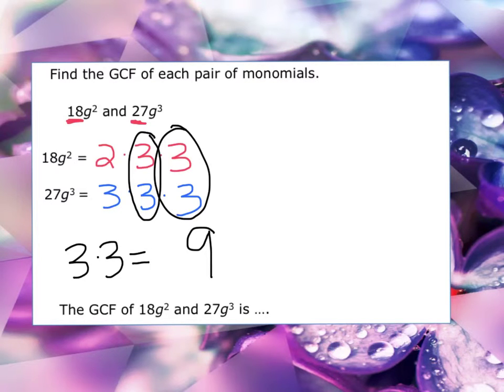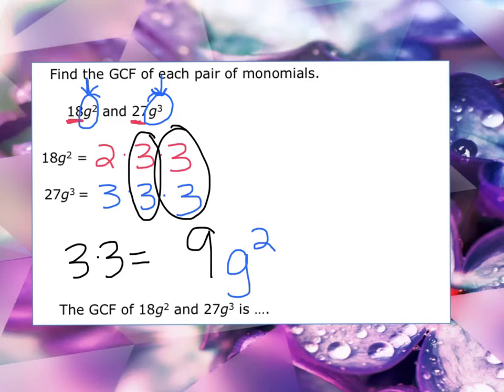Now that we looked at the coefficient, let's look at the variables. So here we have g to the second and g to the third. So how many g's do they have in common? Well, it's the same idea as if you had rulers. So let's say one person has 2 rulers, and then the next person has 3 rulers. So then how many rulers do they have in common? Well, they each have at least 2 rulers, or in this case, g squared.